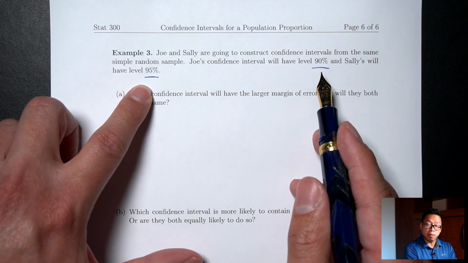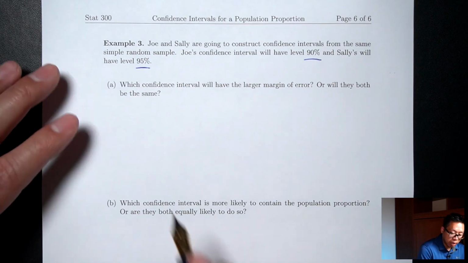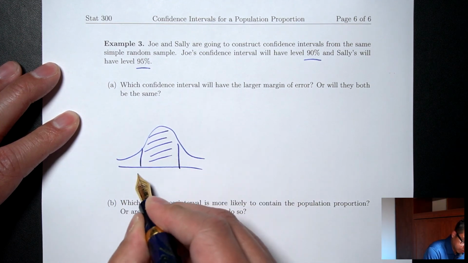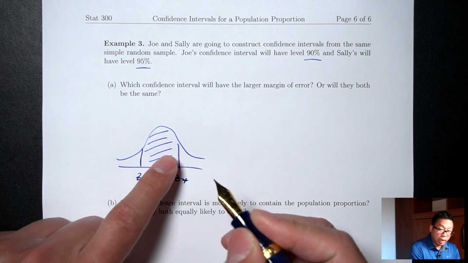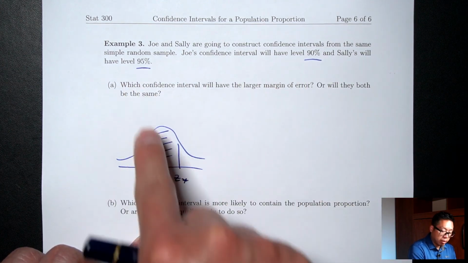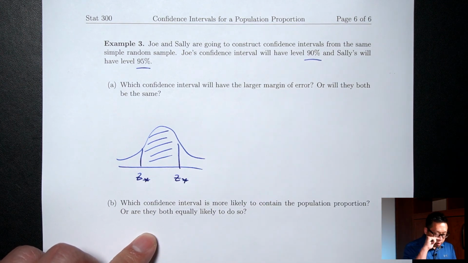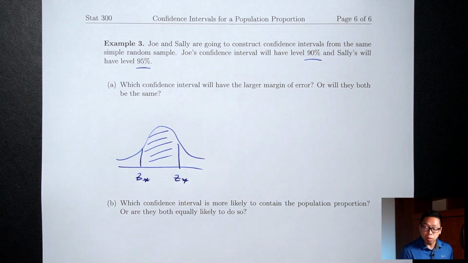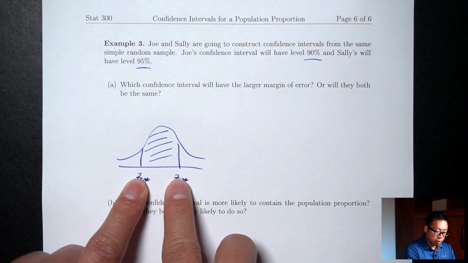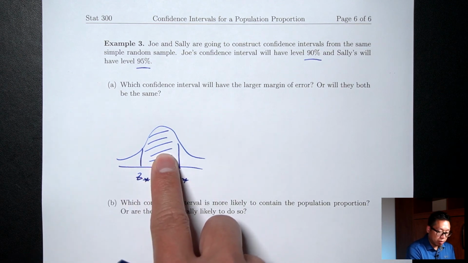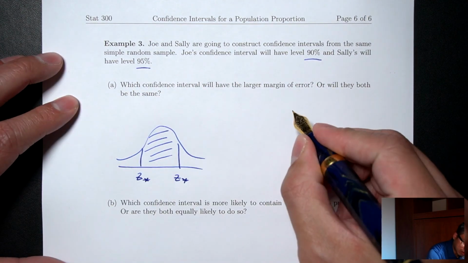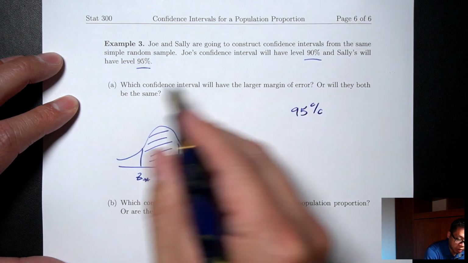So we're talking about confidence levels, and the way I think about it is I know confidence levels have to do with this picture. And the area in the middle is the confidence level. So which area in the middle, 90% or 95%, will result in a larger margin of error? A larger margin of error is the same thing as saying a wider interval. So which one is going to give you a wider interval? For this to be wider, the area will be bigger. So you want the bigger area. Which one is the bigger area? The 95%, which is Sally's.